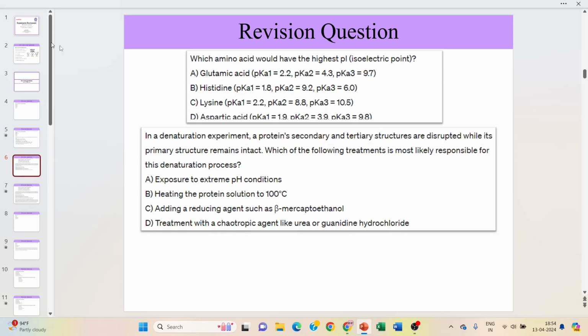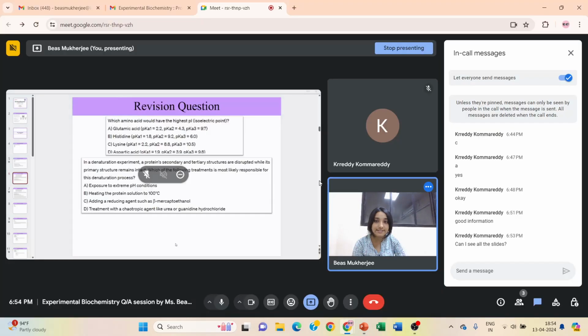Okay. For the next two questions, you have these two. Which amino acid will have the highest isoelectric point? So all the four amino acids are given, their pKa values are given. You are supposed to calculate the pI. Okay, I'm sure you can do this. We have practiced a lot of these.